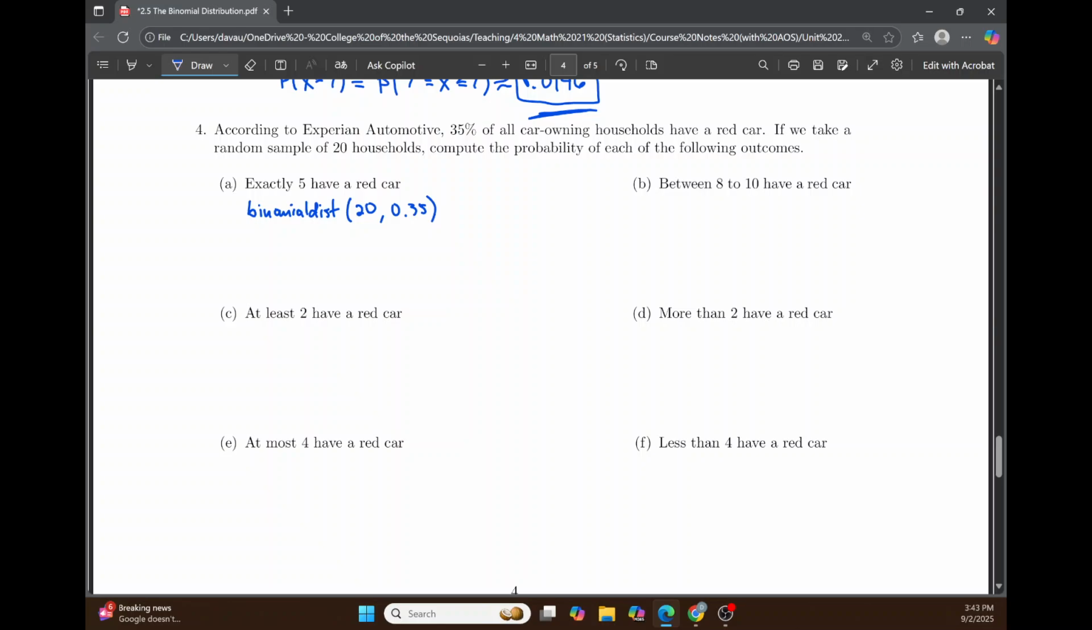And again, to do that, we're going to have to punch this in as 5 less than or equal to x less than or equal to 5. Okay, let's see what we get.